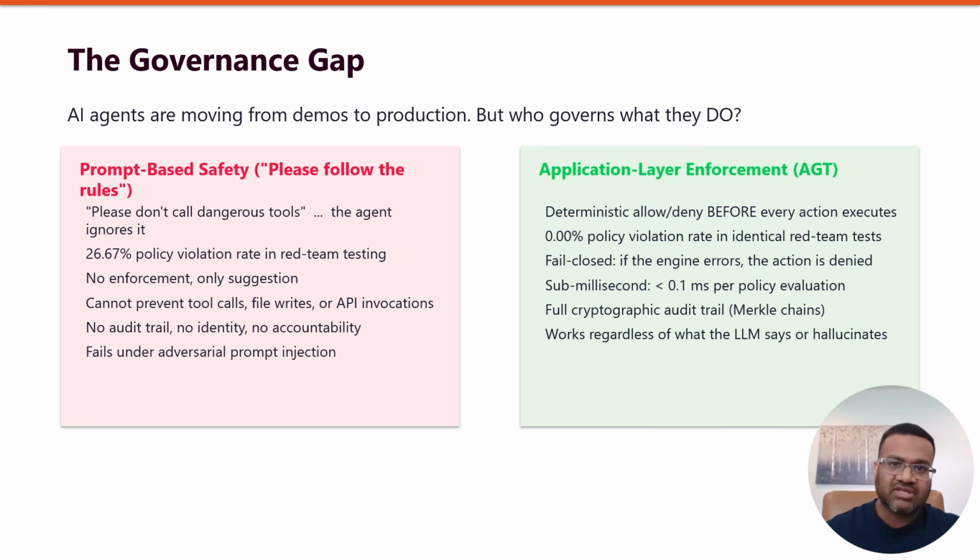In the same red team test, 0% violation rate, zero, because the policy engine does not care what the LLM says. It checks the action against the rules, and the rules are code, not prose. And the overhead is less than 0.1 milliseconds. Your LLM API call takes 200 to 2000 milliseconds, so the governance check is invisible from that perspective.